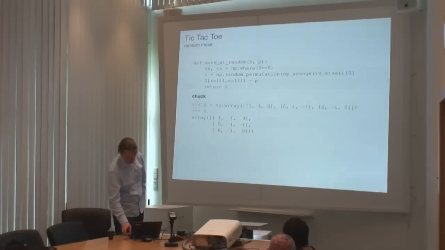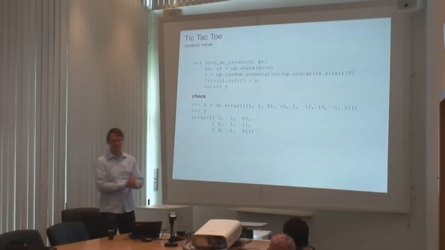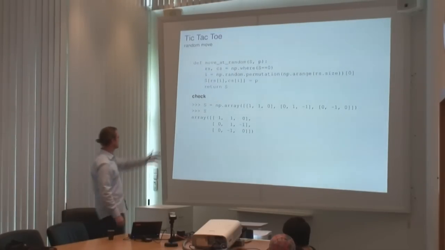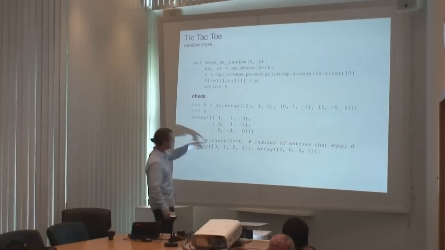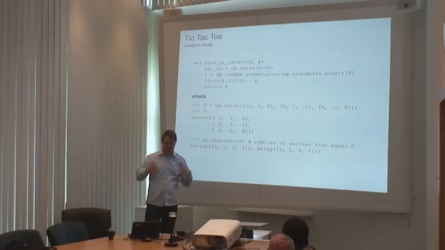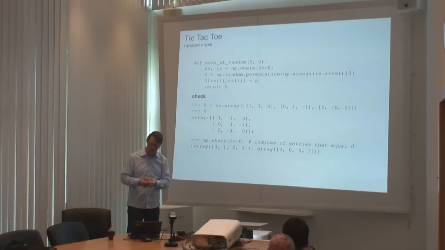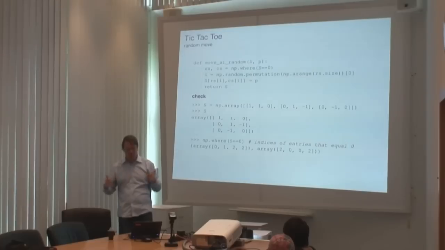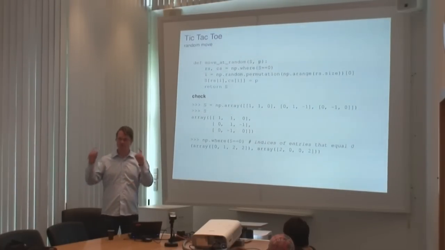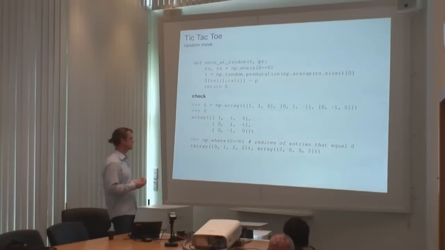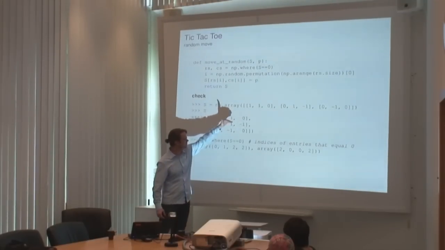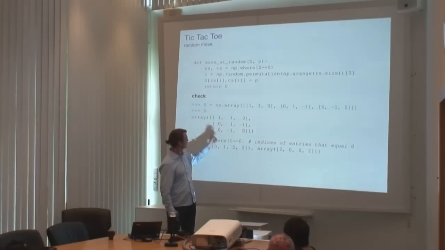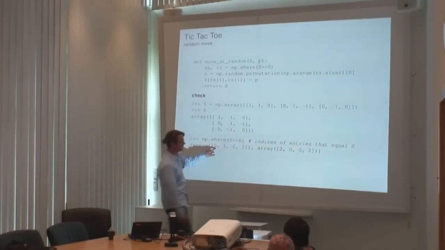Well, let's look into it. Here's again some game state, S, right? A 3 by 3 matrix, looks like this. And now, if we call the NumPy function where, with the argument S equals 0, what this does, it returns the indices of the elements or entries that are 0. This is something else than returning the elements that are 0. This returns the locations of the elements that are 0. For instance, this 0 here is in row 0 and column 2. Row 0, column 2.